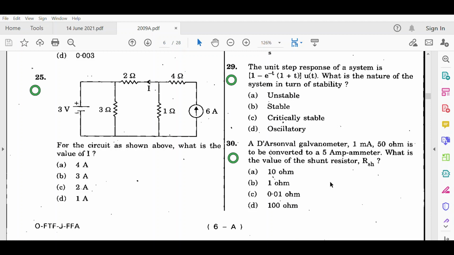Now let us move to the 30th question. A galvanometer of 1 milliampere, 50 ohm is to be converted to a 5 ampere ammeter. What is the value of the shunt resistor R SH? Let us try to solve this.